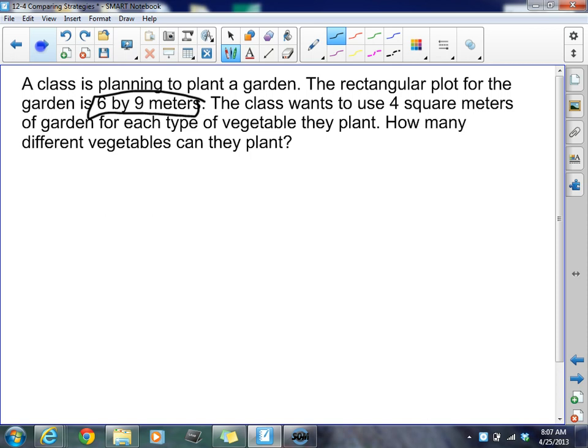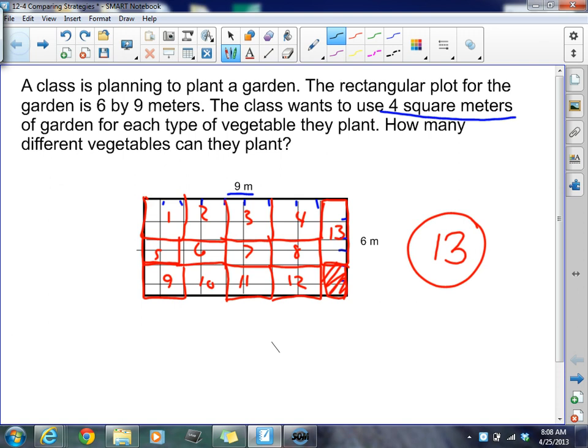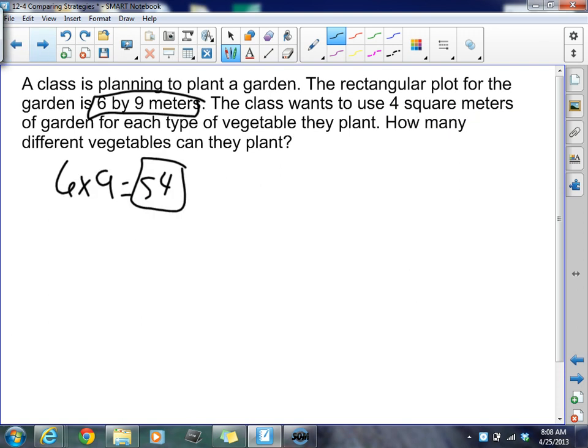So to find the area of this rectangular plot, 6 times 9, remember length times width, that helps me find the area. 6 times 9 is 54. So I know that, and I can look back here, there are 54 square meters in this vegetable garden. So the area is going to be 54. So my equation is going to equal 54.